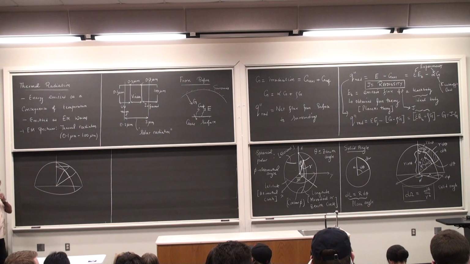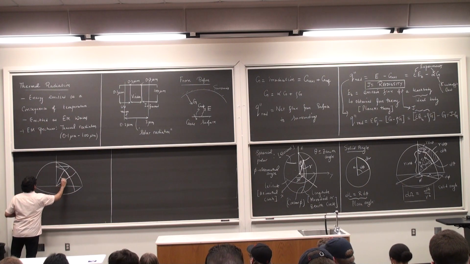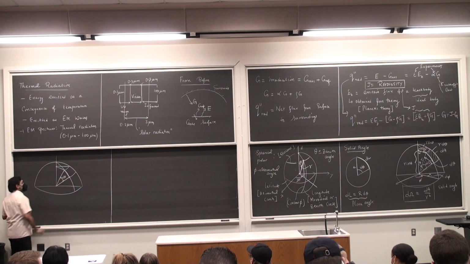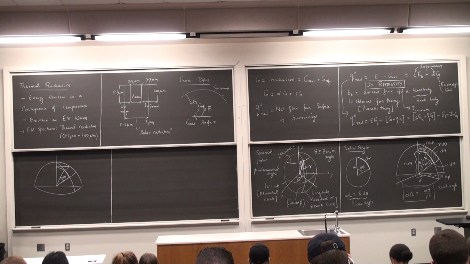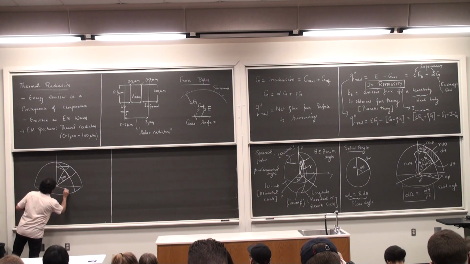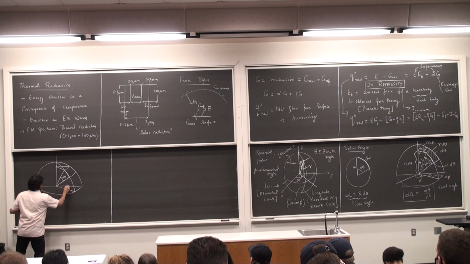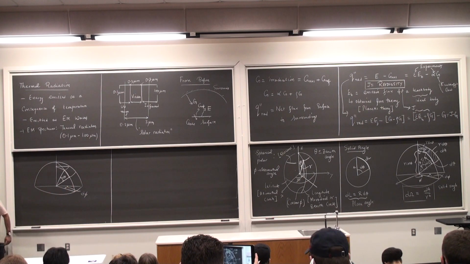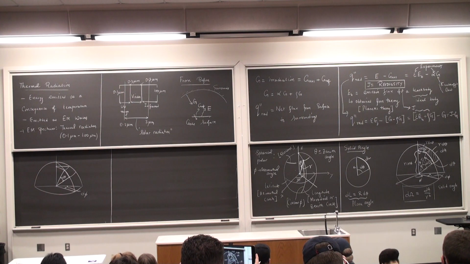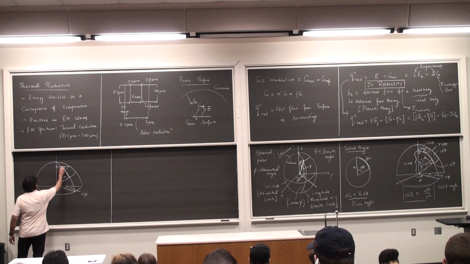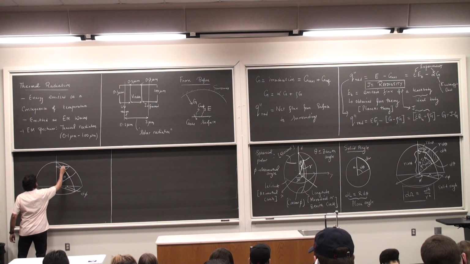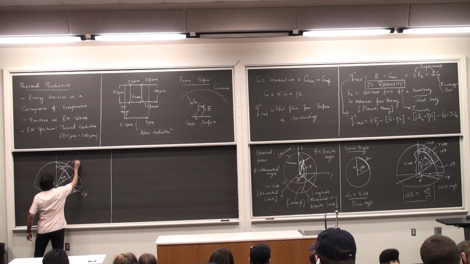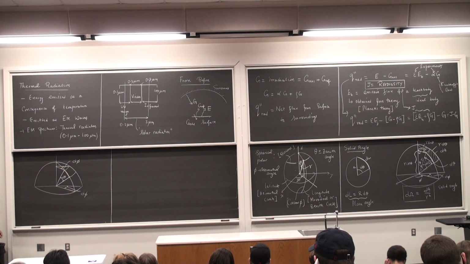So the first angle that I'm looking at is here. This is d theta. The second angle I'm looking at is this one, which is d phi. Okay? And if that is d phi, then its counterpart at the top here is also d phi. Does this make sense to everybody?